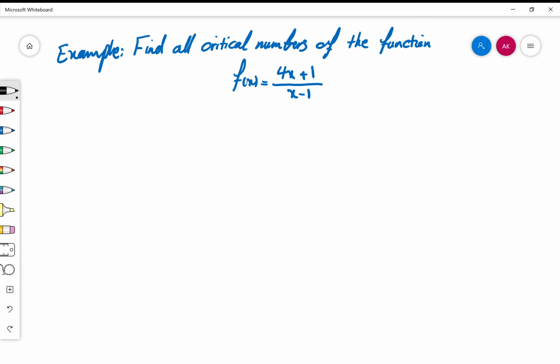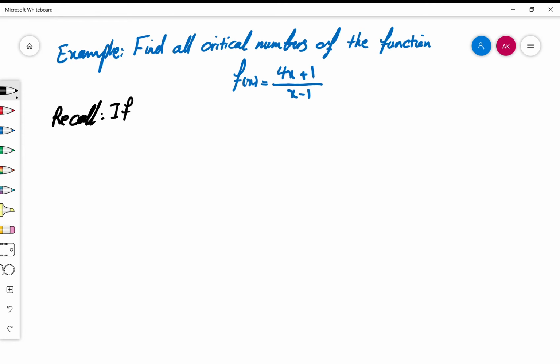Hello everyone. In this video, I will do an example for critical numbers. And the example goes: find all critical numbers of the function f of x equals (4x plus 1) over (x minus 1). Okay, so let's just first recall what critical numbers are.